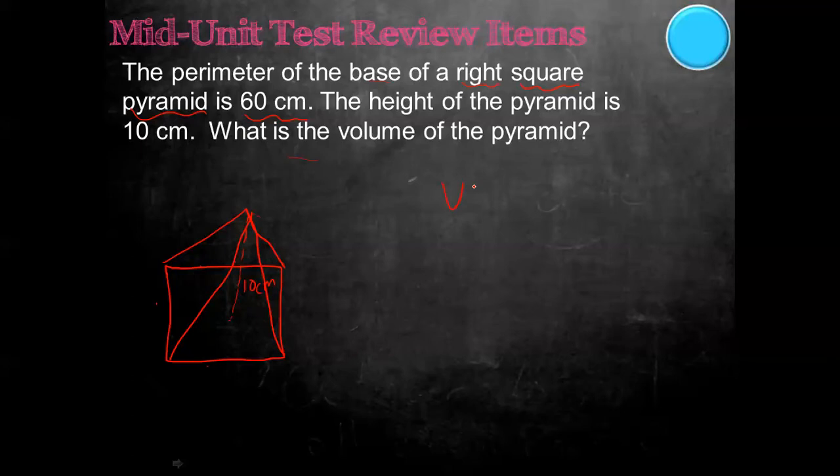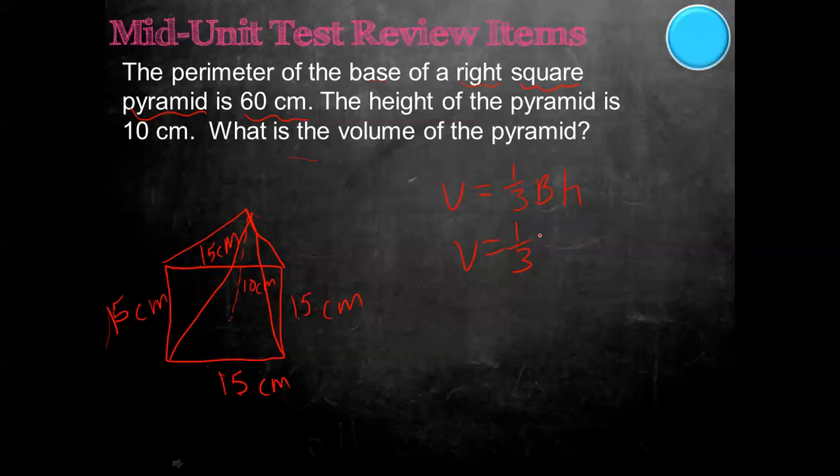What is the volume? Okay, remember, volume of a pyramid is 1/3 area of the base times height. Okay, area of the base then for a square is side times side. Now, if I know that the perimeter is 60, then all I have to do is divide by 4 so that I know what one of the sides is. So I know it's 15 centimeters, right? All of these sides are 15 centimeters, because if you were to add all those 15s up, you would get 60.